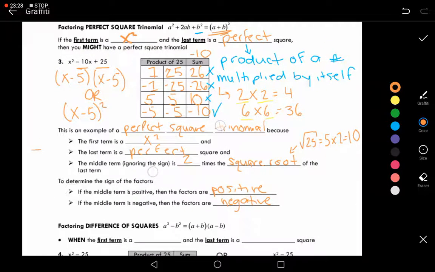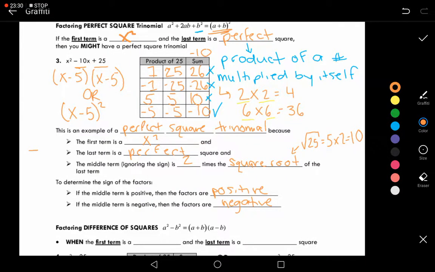Okay, and if we look up here, our middle term was negative 10, and negative 10 is obviously a negative number, so our factors would also be negative, and we can see that we did have that negative sign in our factors. Okay, if it was plus 10, that would just simply change the sign here, so it would be a plus there as well.